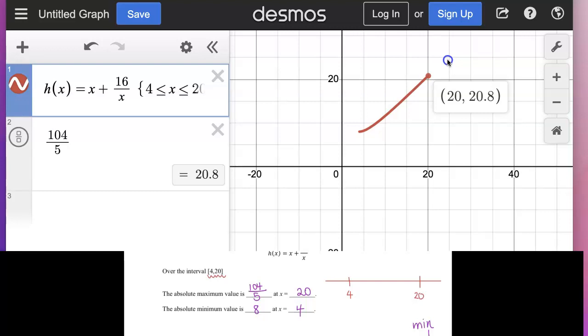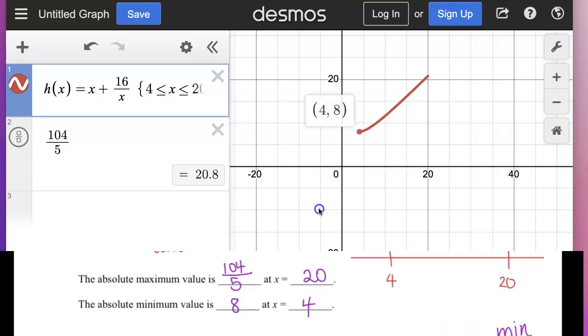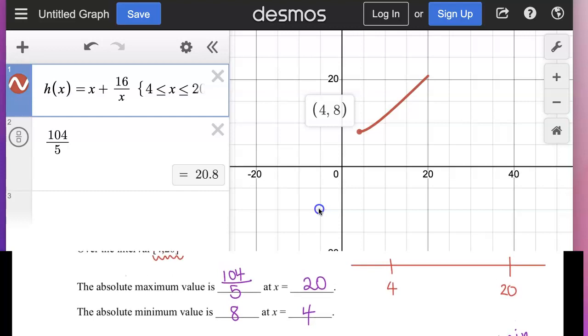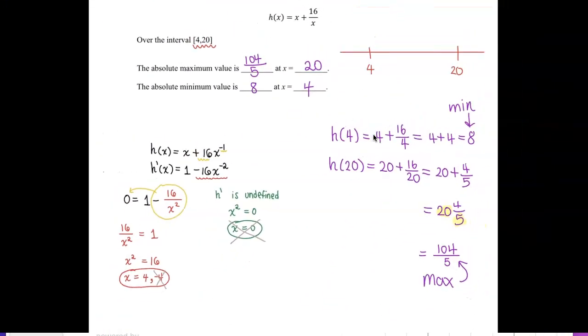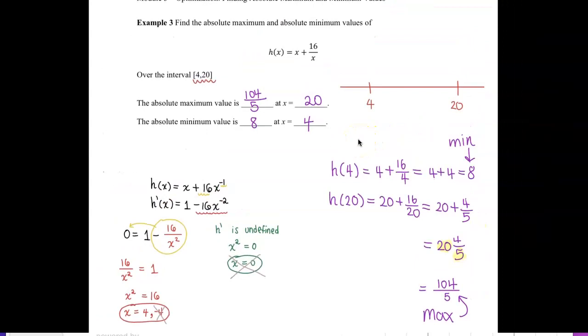Now let's go to the lowest value. The lowest value is 8, and that's my absolute minimum right there. It happened at the x value of 4. So if you want to do this work using calculus but still want to check your answer, I think a graphing calculator will be great.